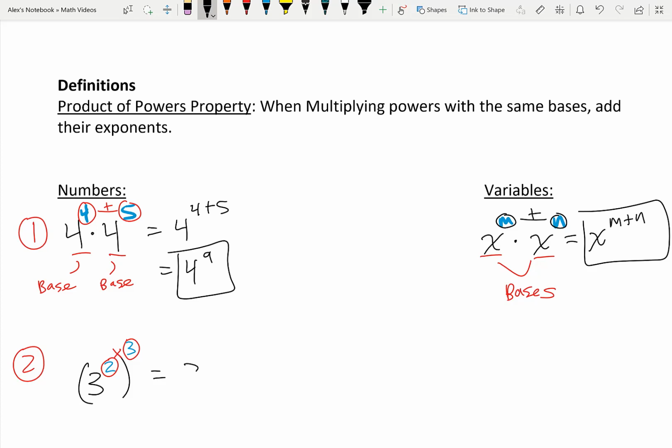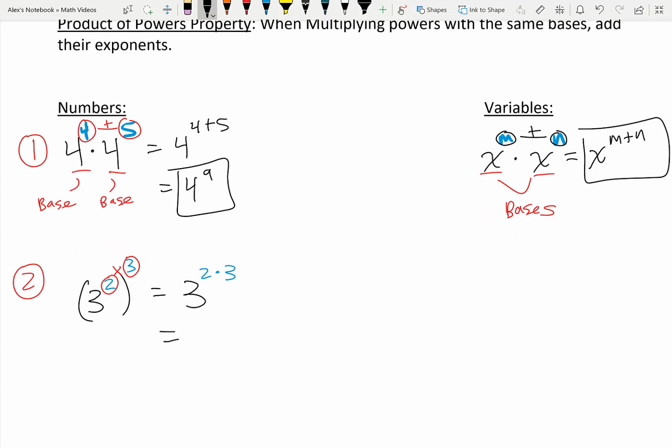So we end up getting the base of 3. The base always stays the same in all these examples. The base is 3, and you take the exponents and you multiply them. So we're going to multiply 2 times 3. And then what is 2 times 3? Again, if you can't answer that, Lord help us, it's 6. So we get 3 to the 6th power. I'm just kidding, you guys. So we get 3 to the 6th power.